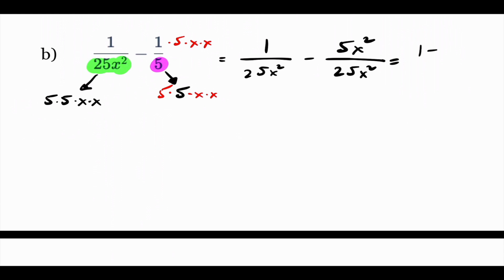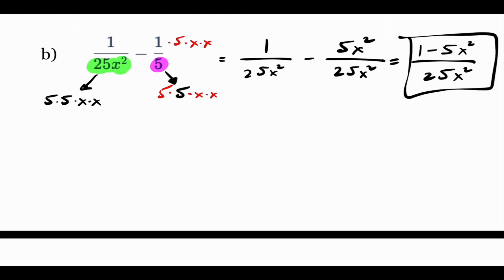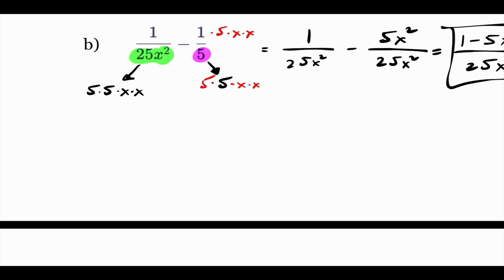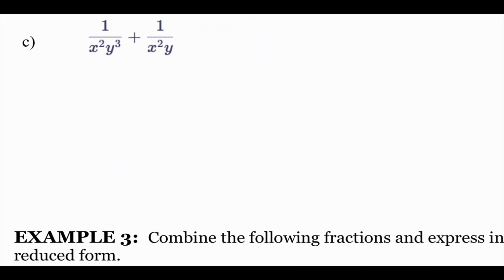Subtract the top, but I can't because one's an x squared and one doesn't have an x squared. So I can't do that. Can I do this? No, because the top is a binomial. Done. Okay. All right, let's look at the bottom. Let's look at the back.